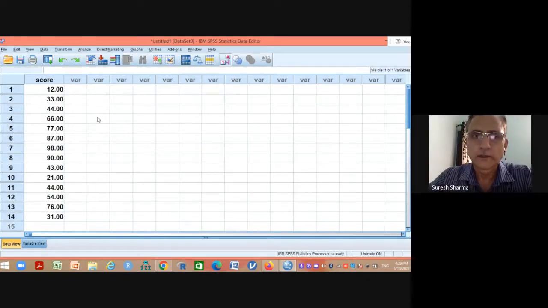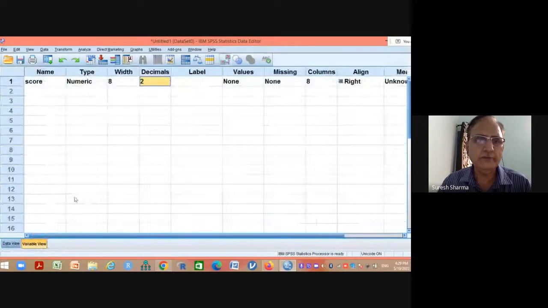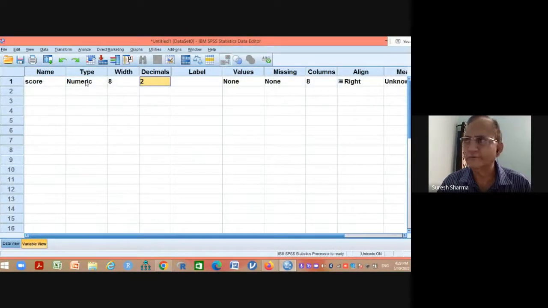Now, if I start entering the numeric data, I started with 12, 33, 44. SPSS automatically understands that this is a numeric variable. You can check. Go to the variable view. It has taken the type as numeric automatically.